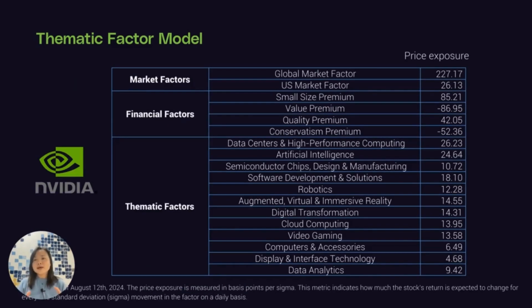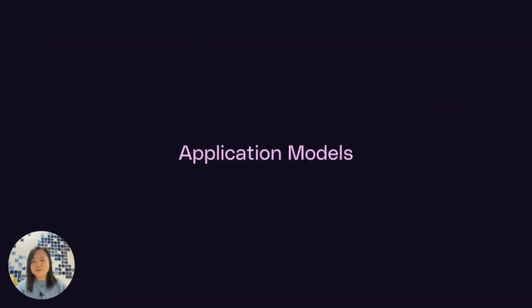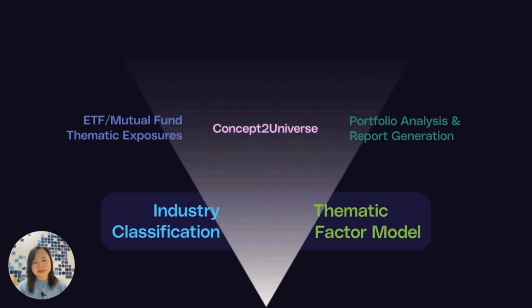For example, here are the factor price sensitivities of NVIDIA as of August 12, 2024. We can see that data center and high-performance computing and artificial intelligence actually drive its price more than semiconductor. So using this factor model, you can see the return and risk attribution of single stocks and portfolios through a precise thematic lens.